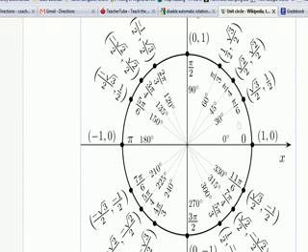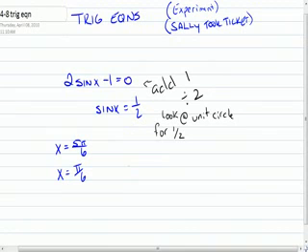So there's infinite solutions, and it would take us a long time to write all those down. So what I'm going to do is I'm going to say it's 5 pi over 6 and any integer multiple of 2 pi, because 2 pi is one entire trip around the circle. Right? It's pi over 6 plus any integer multiple of 2 pi. So that accounts for all the infinite solutions that we could get here.